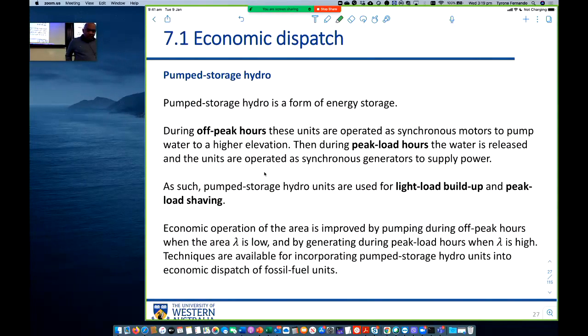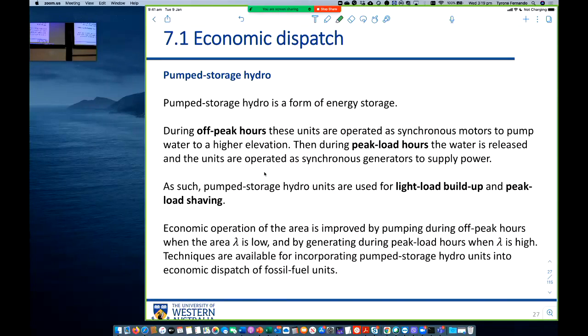So pumped storage hydro is a form of energy storage, right? Pump hydro is a form of energy storage. So it's like a battery. What you do is during off-peak time, when the electricity price is cheap, you actually utilize the machines as motors, and you pump the water into an elevated storage area.